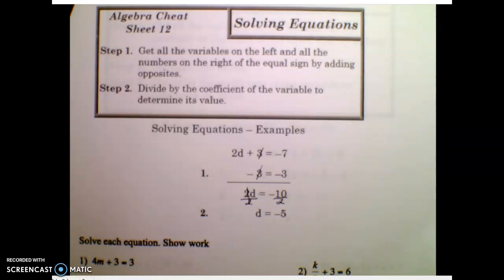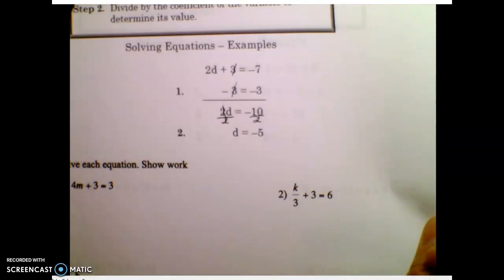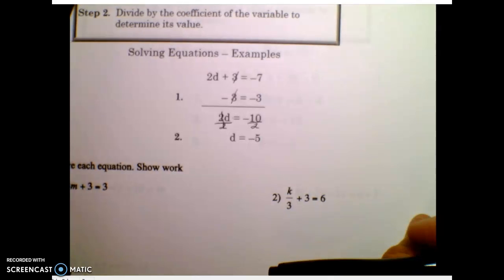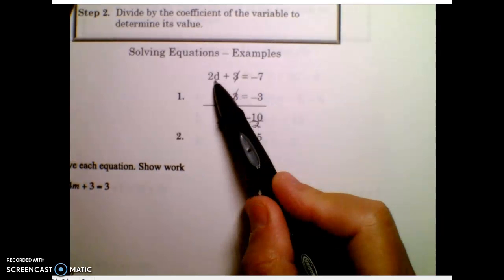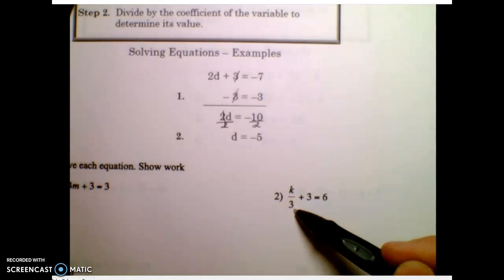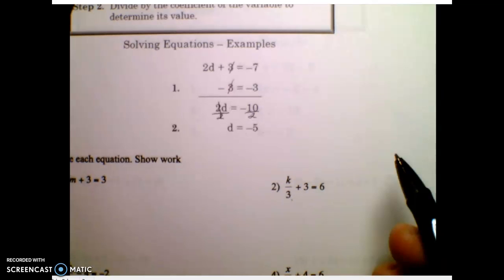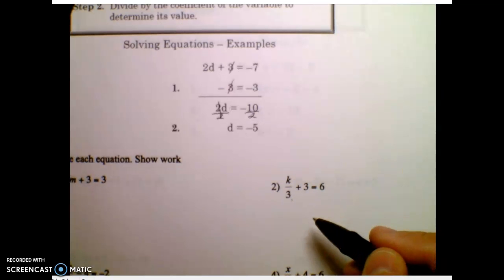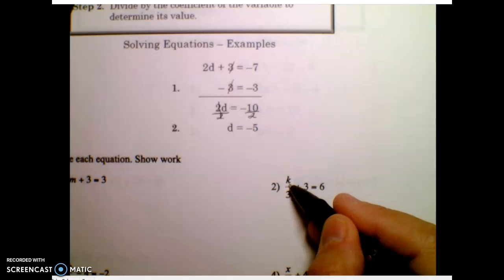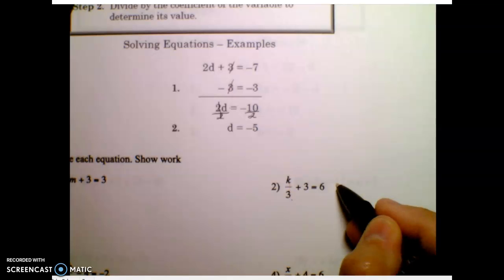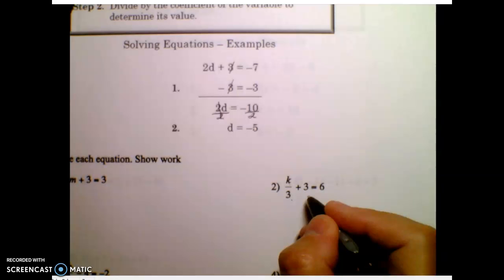Okay, I'm going to do one more example for you, and it's in the practice problems down below. The last problem involved multiplication. This problem involves division. Okay, I'm going to do the exact same steps I did before. Our goal is to get k all by itself on one side and the numbers all by themselves on the other side. I'm going to move that 3 to the other side by subtracting 3.